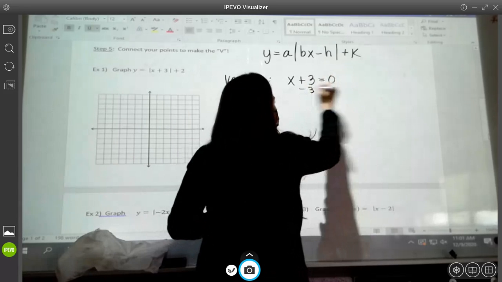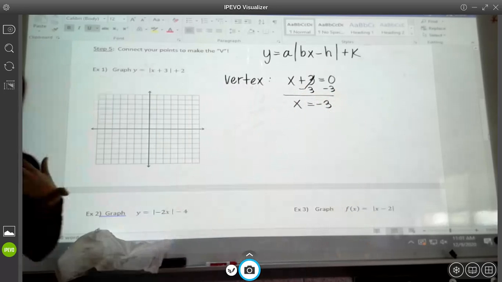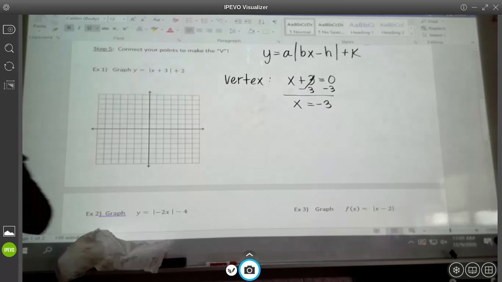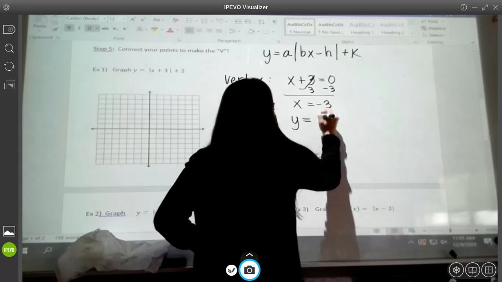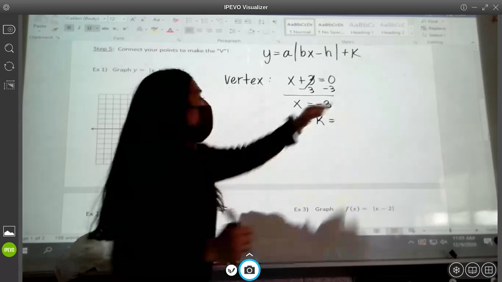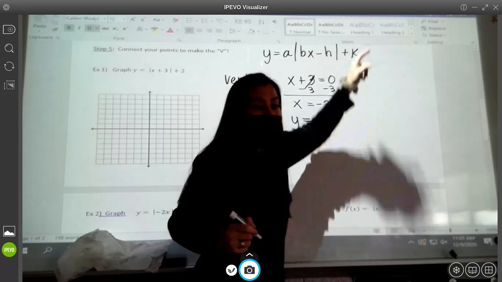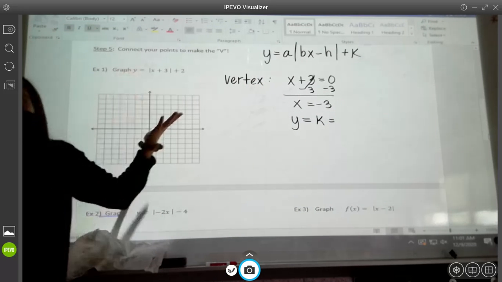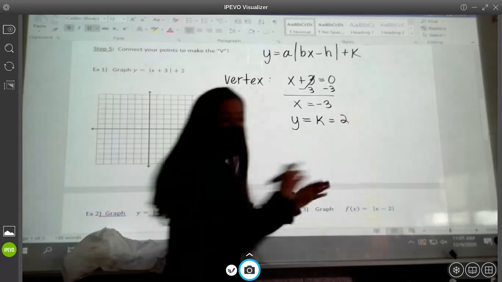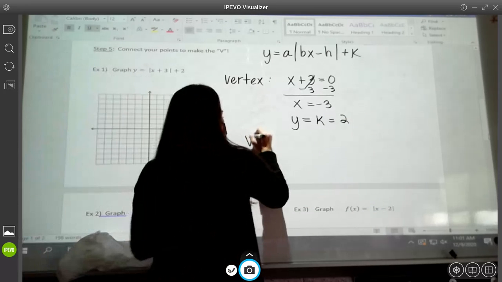Now we need the y coordinate of our vertex. The y coordinate is awesome. It's always equal to k. And k is always the number they added on to the end of this problem on the outside of the bars. So guys, who's k in this problem? 2. So the y coordinate, you literally don't do any work for it. Take it right out of the equation. So that makes our vertex the point negative 3, 2. So go left 3 and up 2, and we already know who our vertex is.